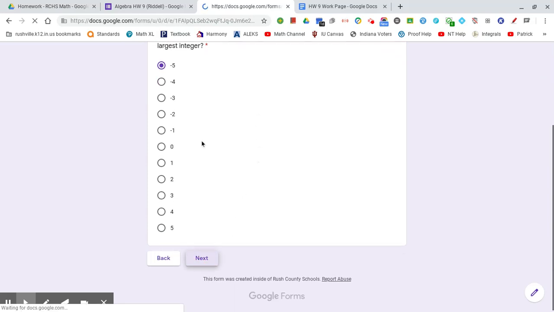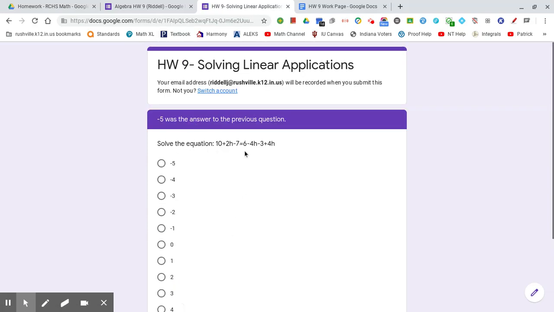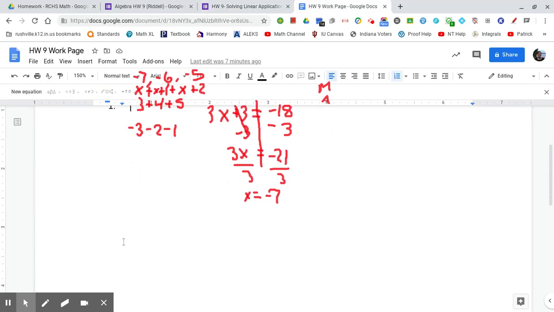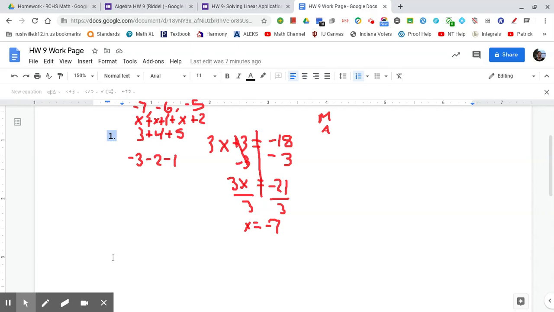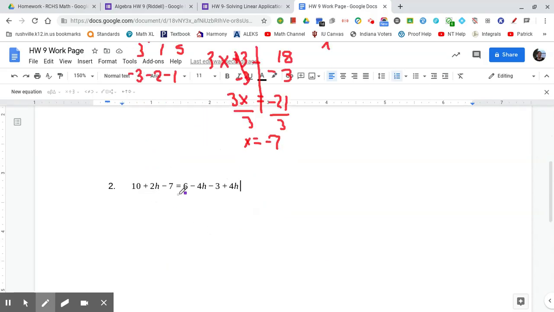All right, so I'm going to go ahead and click next. And then here's my new equation. What I need to do is put this onto my work page. So question number 2. And then I would go through and solve this equation. All right, so here's that equation that question number 2 gave me.